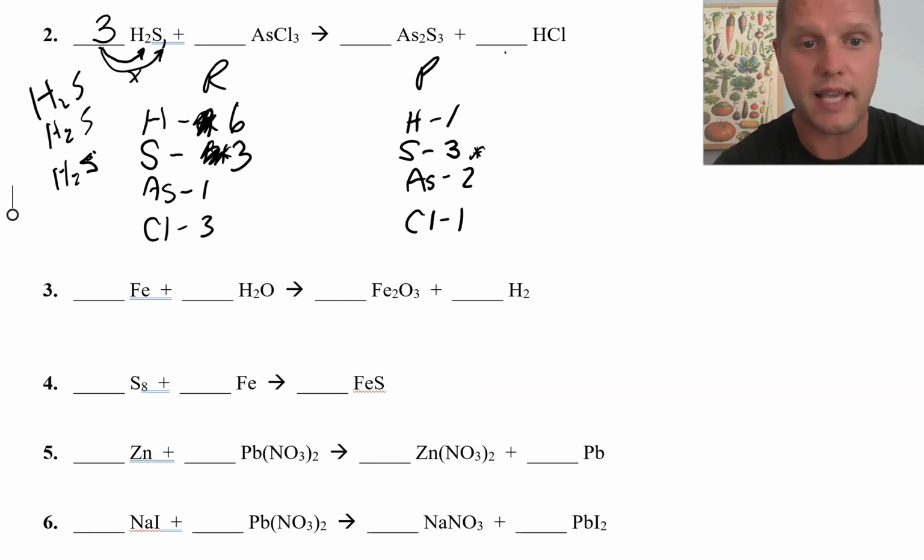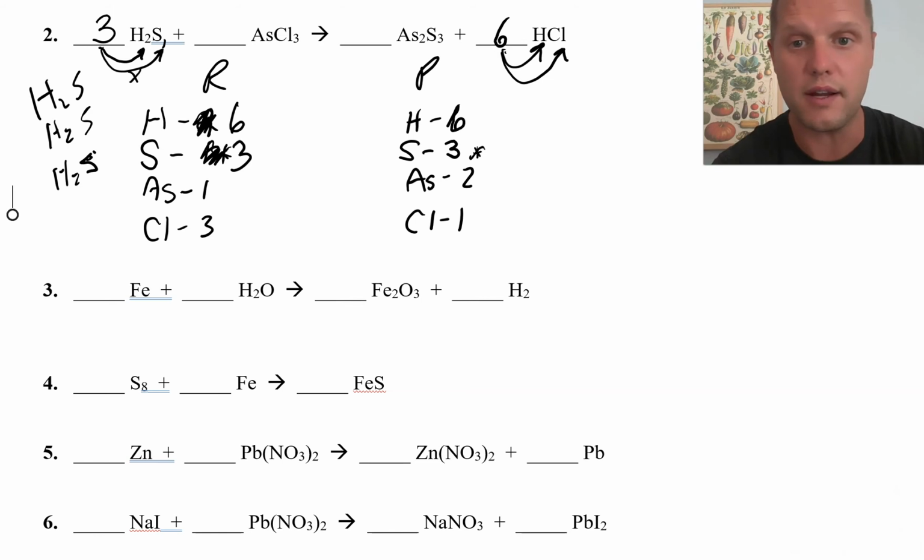Let's take a look at our count again. Hydrogen is now messed up, so I'm going to try and fix my hydrogen here. I'm going to put a 6 here. That means that I have 6 H's, and I also have 6 Cl's. If I drew out 6 HCl's, you would see that I have 6 chlorines on there as well. So my chlorine is now 6.